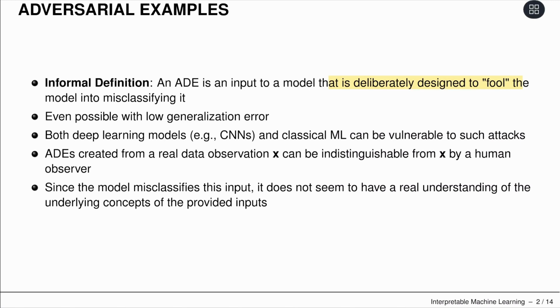ADEs created from a real data observation X, so really again an input vector, for example an image or tensor or whatnot, can be indistinguishable from X by a human observer, right? That's often the case, really emphasizing that we as humans would not see that someone changed something in the input. Nevertheless, the model will misclassify that slightly changed input. That means that maybe your model doesn't really have a real understanding of the underlying concept of the provided inputs, but is making shortcuts which are unintended.